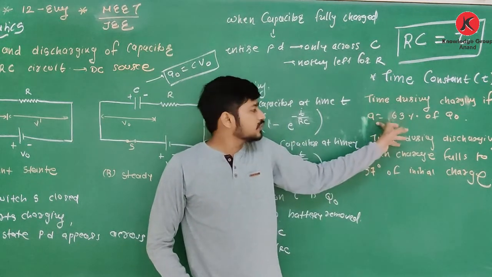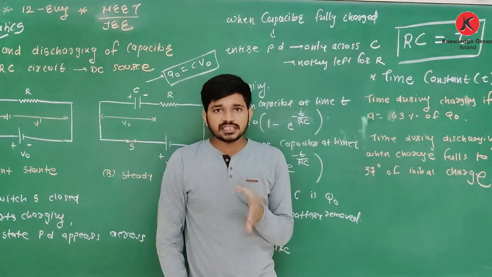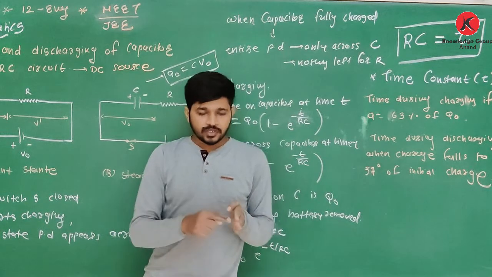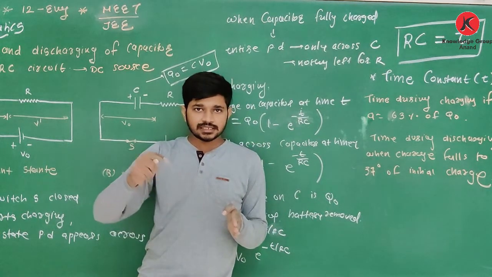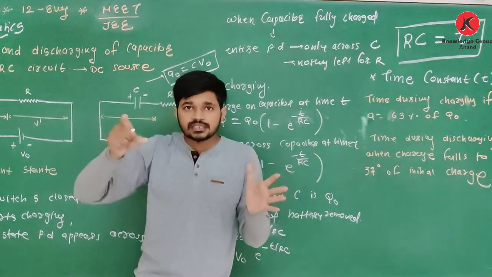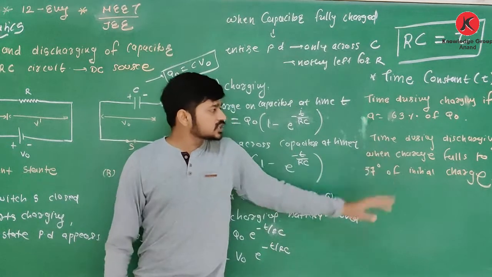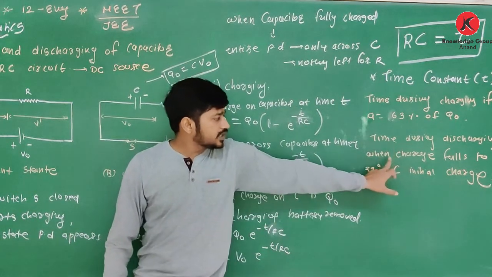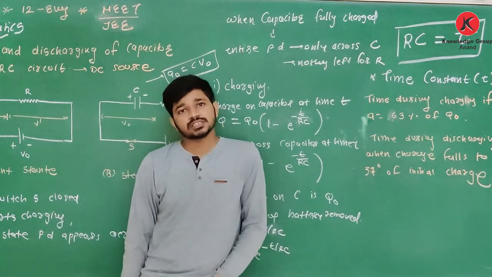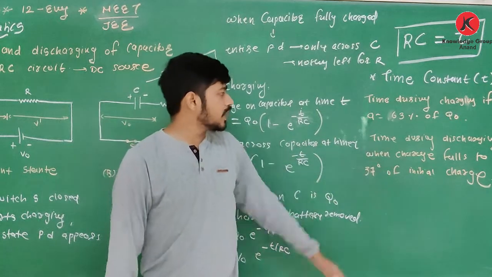If the charge on the capacitor becomes 63% of Q0, the maximum charge, that is it. Initially the charge on the capacitor is 0 and increases. When it becomes 63% of the maximum charge, that time is called the time constant. Or during discharging, it is the total time when the charge falls to 37% of the initial charge. So this definition you have to remember.